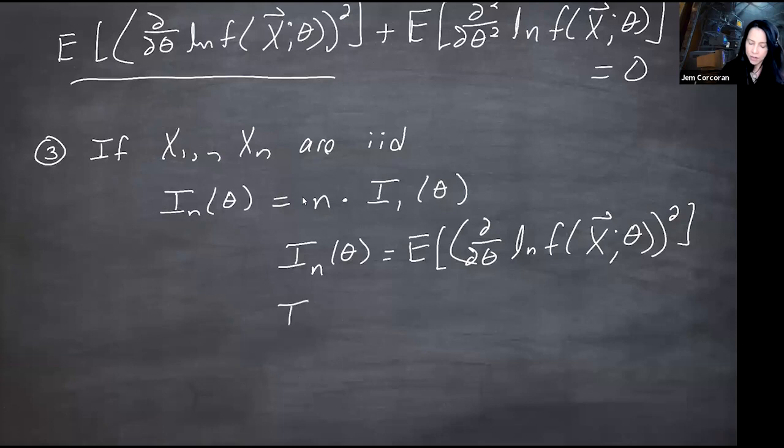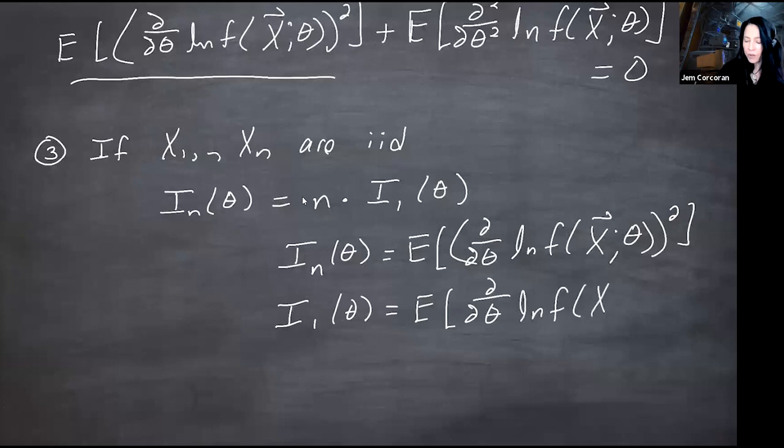And if you just look at a vector of length 1, since these are IID, I can use any one of the x's. That is the expected value of the derivative with respect to theta of the log of f of just x1 or x7, all of that squared.